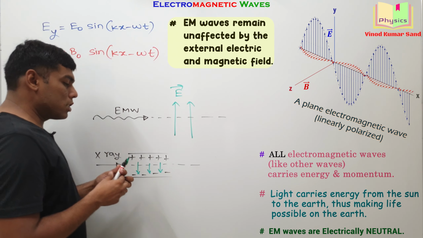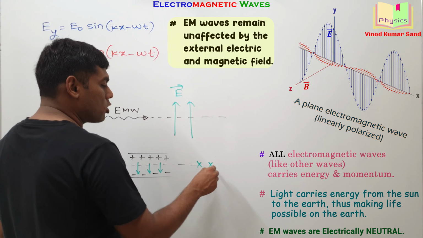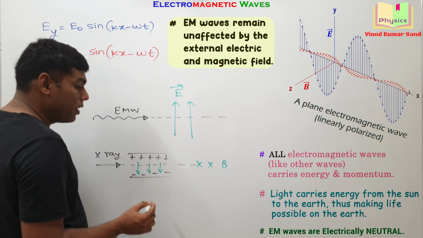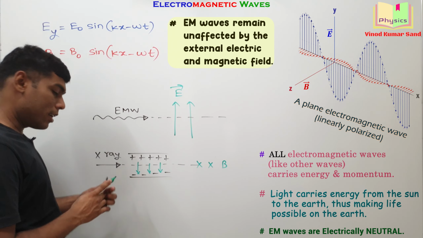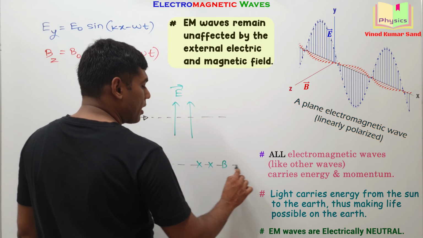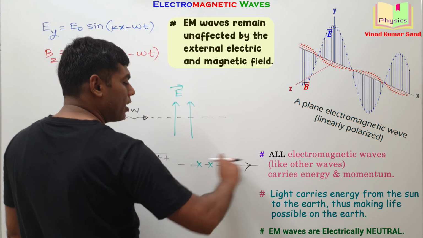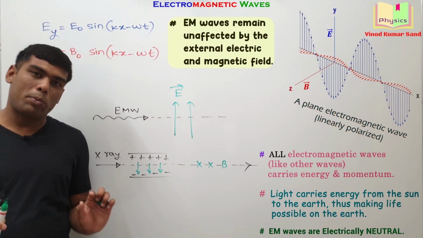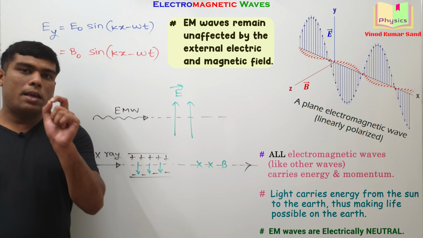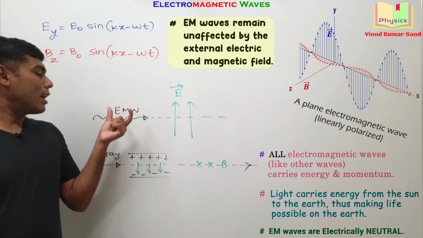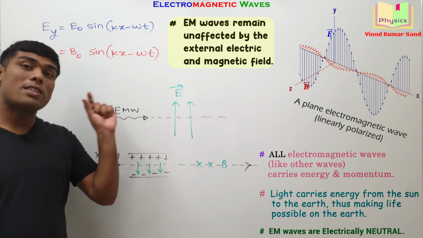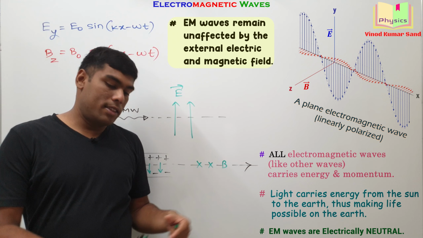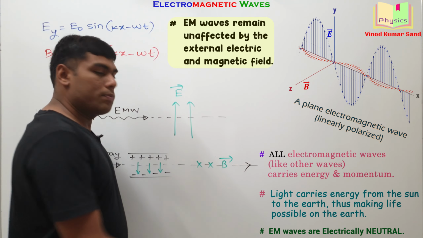Now suppose you set up some magnetic field here in this space into the plane of the board in this direction. Okay, what will happen to the path of this X-ray? Even in the presence of this magnetic field, this X-ray will keep on moving along its original direction of propagation. Okay, keep in mind the electromagnetic waves remain unaffected by the external electric and the magnetic fields.